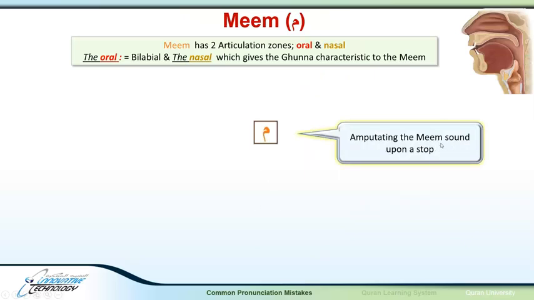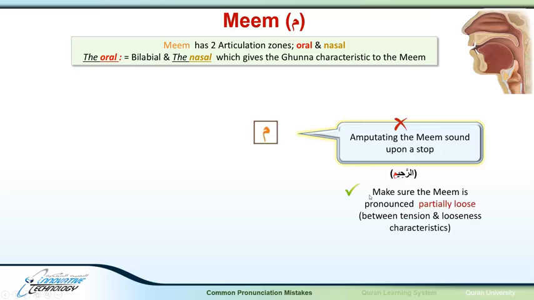First mistake is amputating the meme sound upon a stop. An example of that is Ar-Rahi, almost not pronouncing the meme here. And the right way of pronouncing it here is الرحيم Ar-Rahim. So even if we stop at the meme of Ar-Rahim, the meme should be expressed, and the reason is that it's a bit loose. Loose letter means it's not tense, not so short, and not too long. It's a partial looseness in between the two. So this meme should appear and should not be truncated.